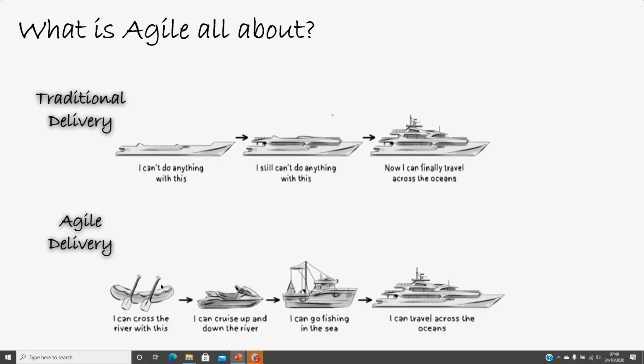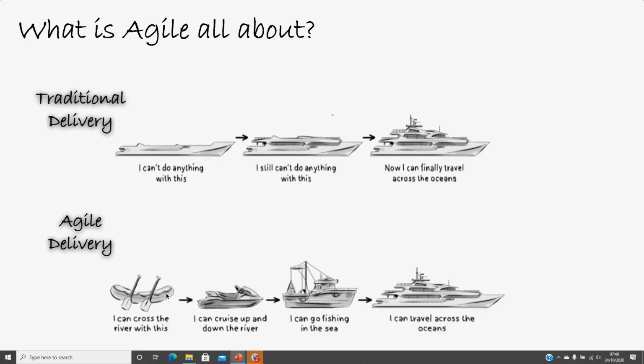So the customer, even in the first stage of delivery, will get something to work upon. It's not going to be ideal. It's just a raft which will probably help them go across a river, 2 or 3 people in a raft. But it is something that they can work with. It's not that they have to wait until the end, for months and years, for the final product to come and then they would start using that.